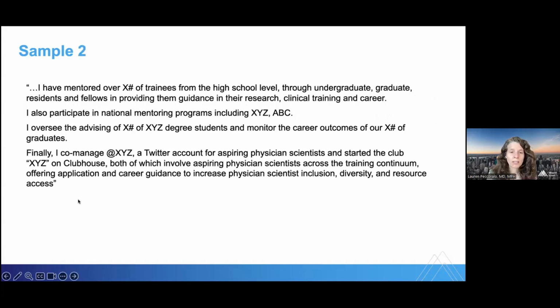Sample 2. This is more of a bullet pointed way of doing it. So I've mentored over X trainees from the high school level through undergraduate, graduate, residents, and fellows, and providing them guidance in their research, clinical training, and career. I also participate in national mentoring programs.